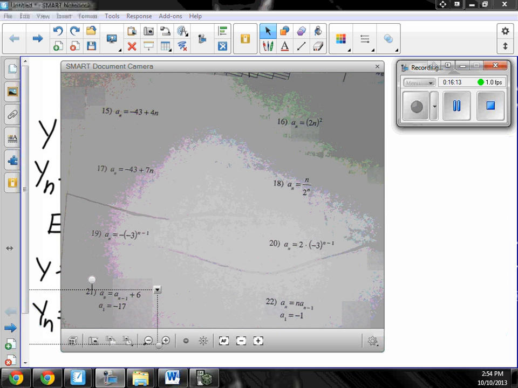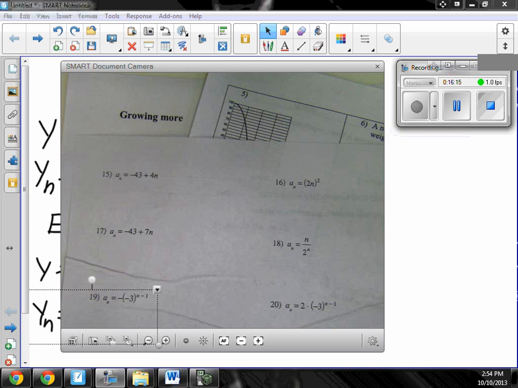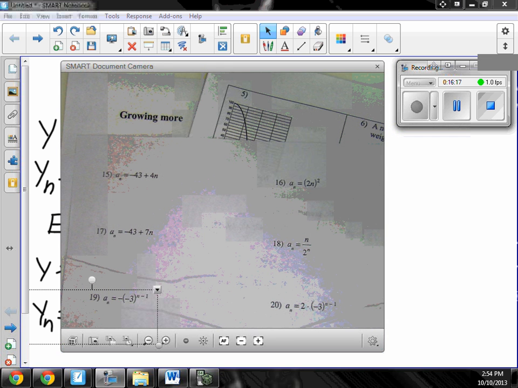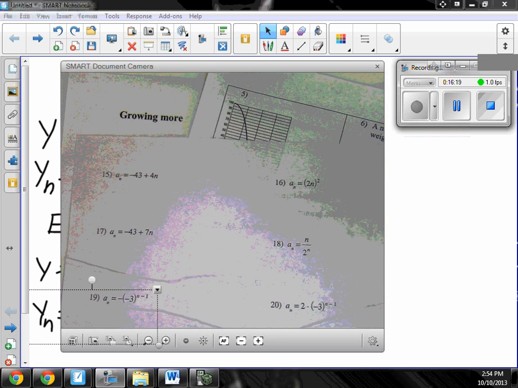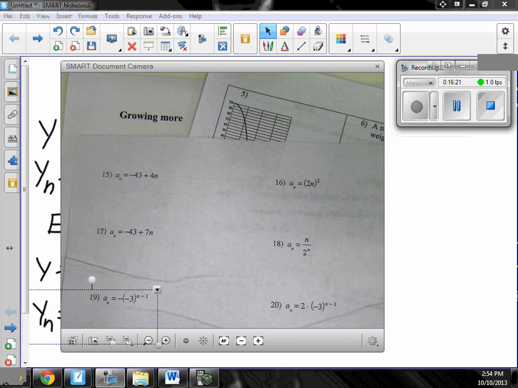So let's look at 15. What did you get for 15? Arithmetic, we're adding 4. 16.